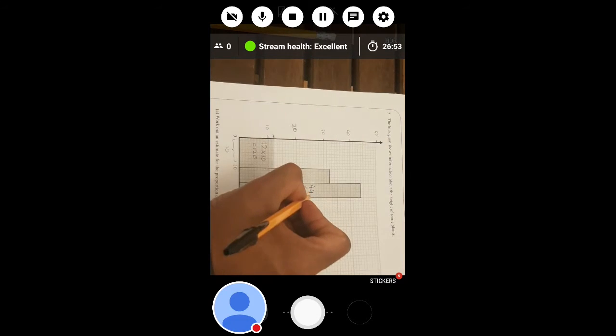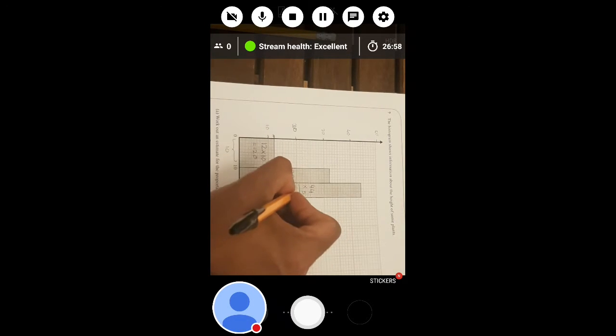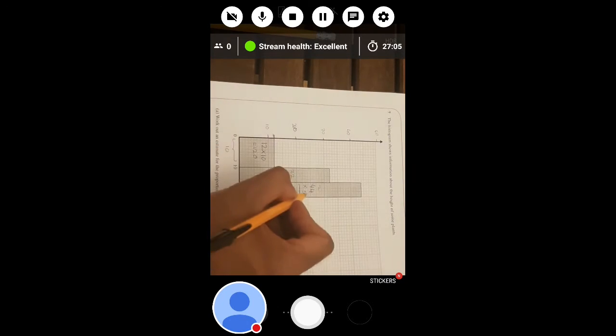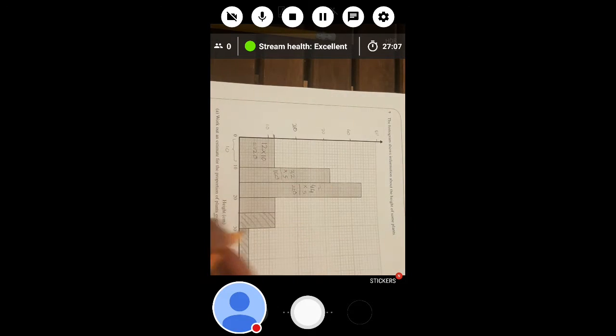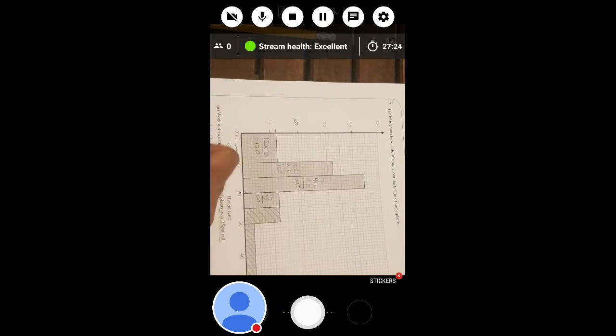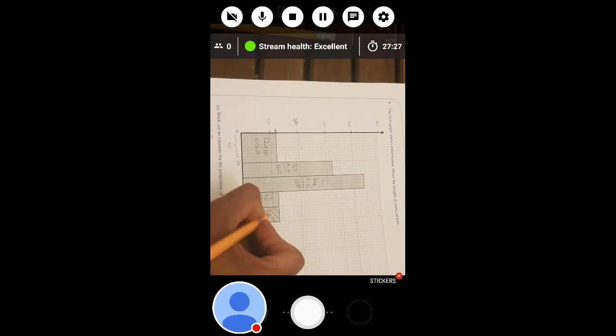Okay, area of this is 44 times 5. So that's 220. Area of this, so I've split this one in half, so it's 12 times 5, which is 60, and this one's going to be 12 times 5 as well.